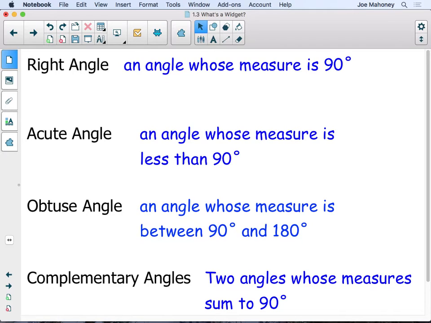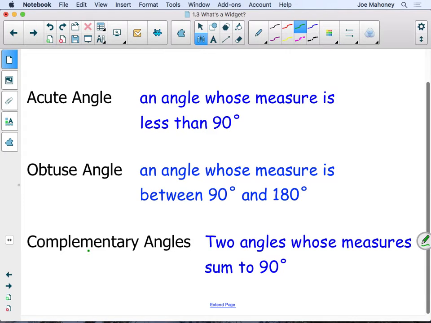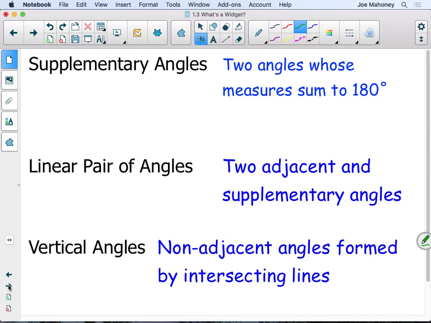Complementary angles are two angles whose measures sum to 90 degrees. So maybe I'll draw a picture for that one. For complementary angles, maybe those two angles are complementary. So I'll say the measure of angle 1 plus the measure of angle 2 equals 90 degrees. Three other definitions: just like the complementary, we have supplementary angles, two angles whose measures sum to 180. So in this case, the measure of angle 1 plus the measure of angle 2 equals 180.